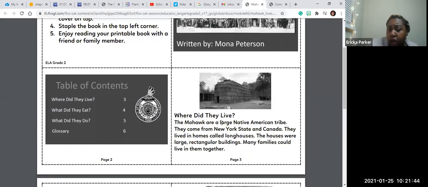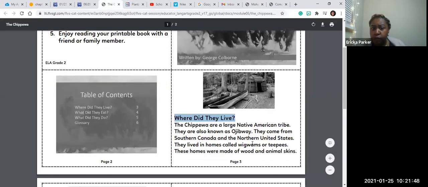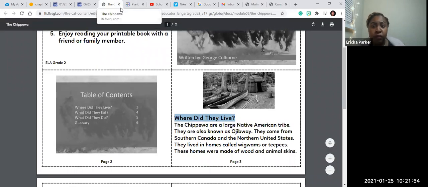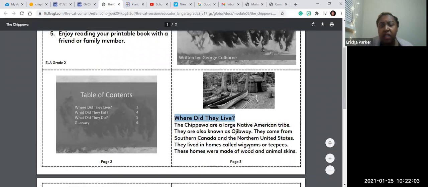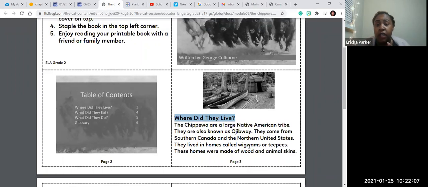The Mohawk are a large Native American tribe. What about the Chippewa? The Chippewa are a large Native American tribe. So they're similar. They're both large Native American tribes.